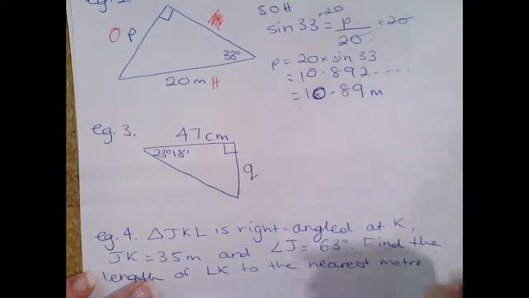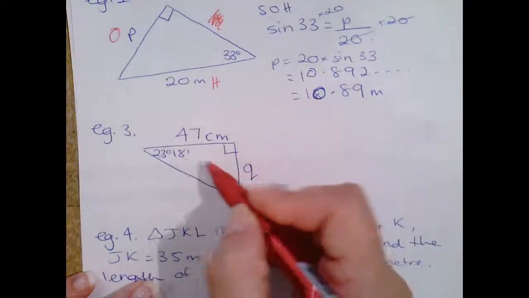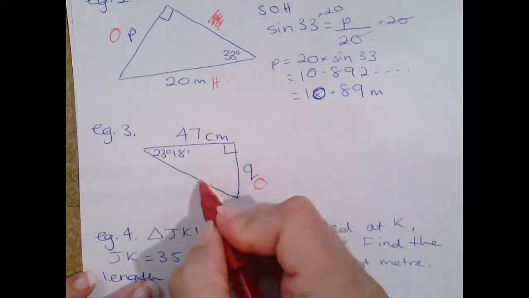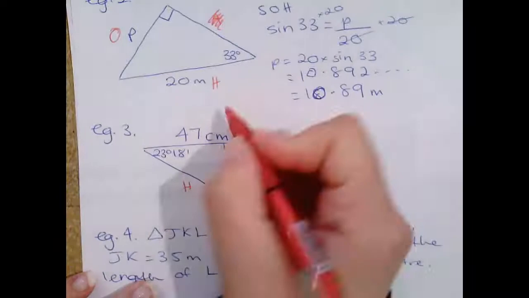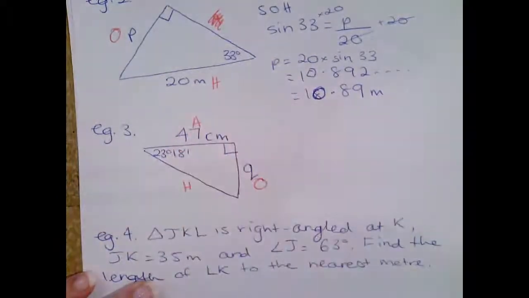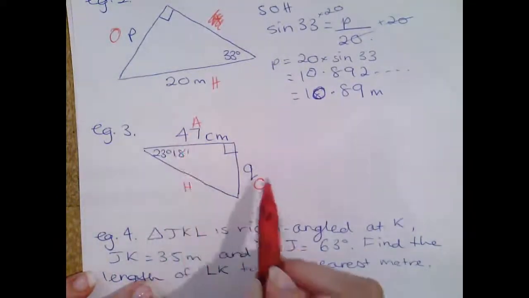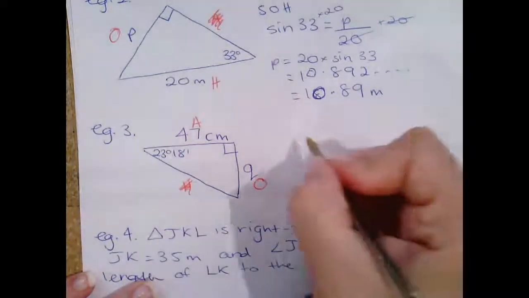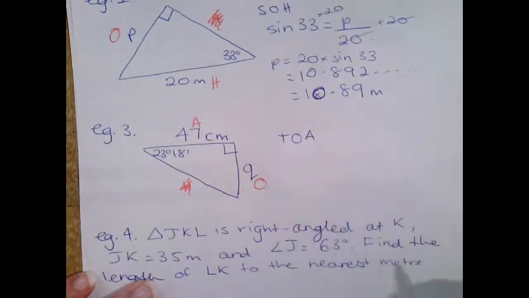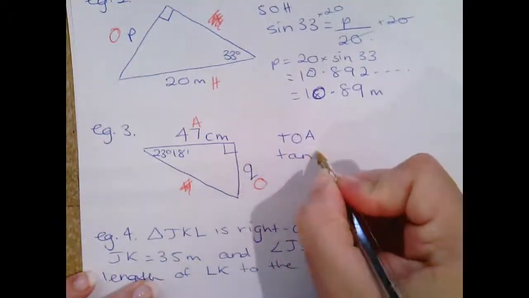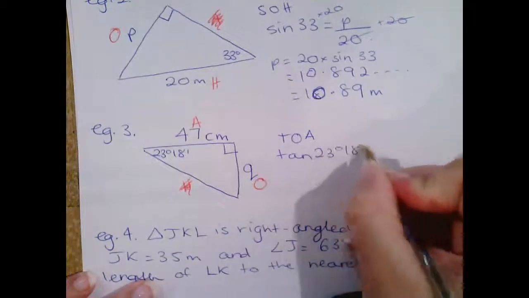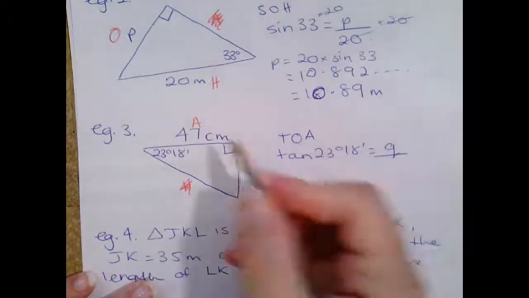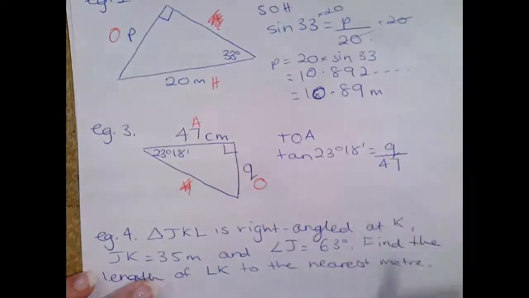Okay. The next one. Again, labeling with O, A, and H. So we've got our angle here. The one that is opposite the angle, we put an O. Opposite the right angle is H, and the one that's left over is A, your adjacent side. Of the three letters, the one that has nothing there is H. So we've got O and A, which means it must be TOA. So tan 23 degrees 18 minutes. O is first, O goes on top, over the 47.